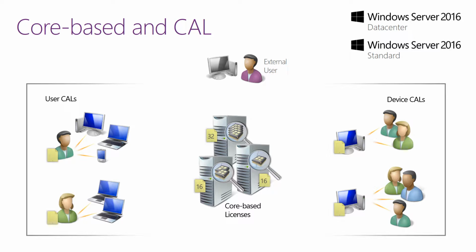And what about our external user? Well, we can assign a user or device CAL to him as well. So all of the users and devices that we see here just need one Windows Server CAL to access any of those 3 Windows servers on the network.